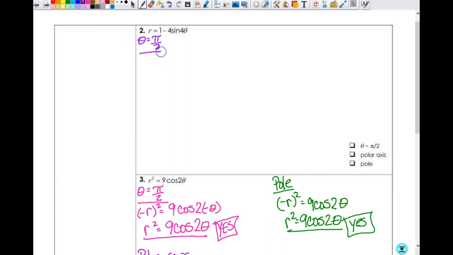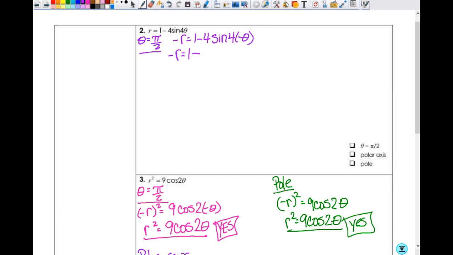Right? And so in order to do that, I'm going to substitute in a negative r and a negative theta, right? So negative r equals 1 minus 4 times the sine of 4 times negative theta. So I get negative r equals 1 minus, all right, so what is the sine of a negative theta?